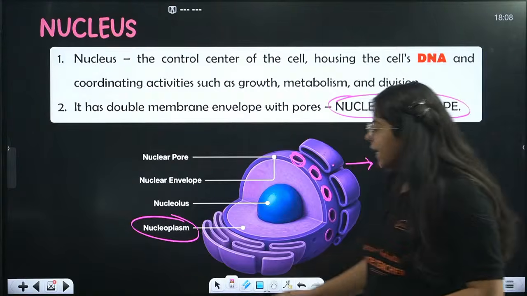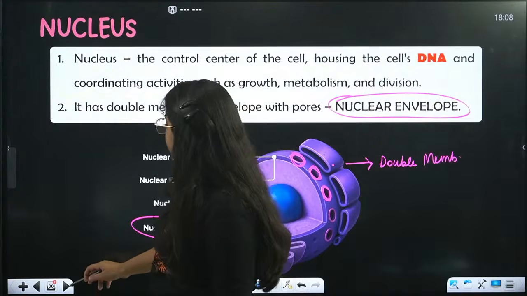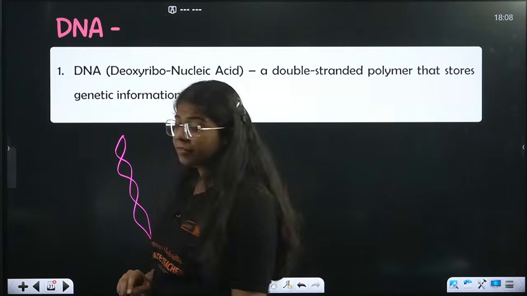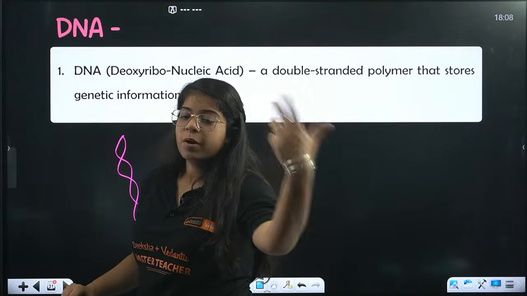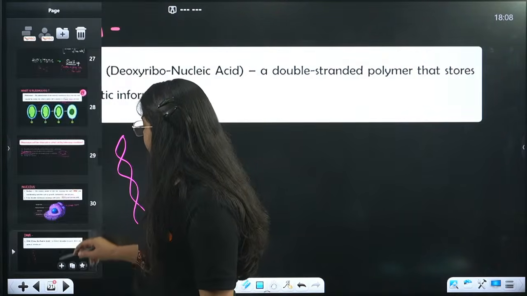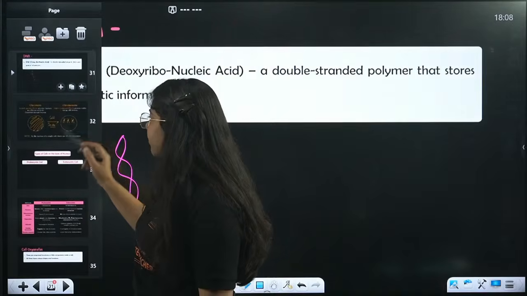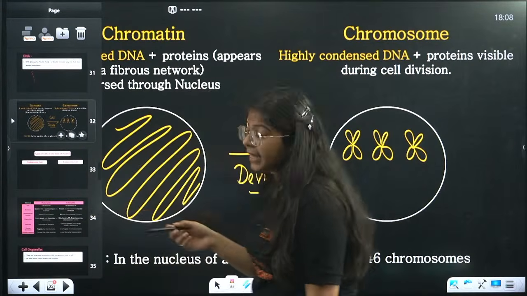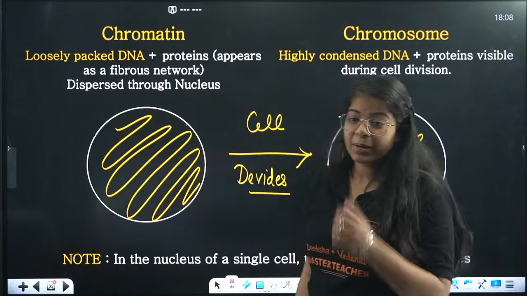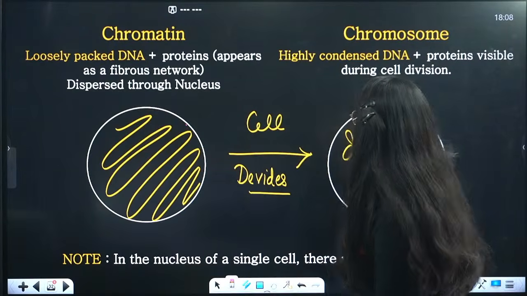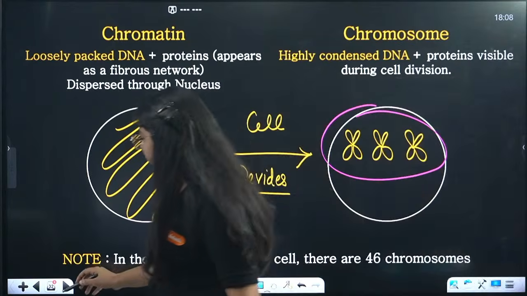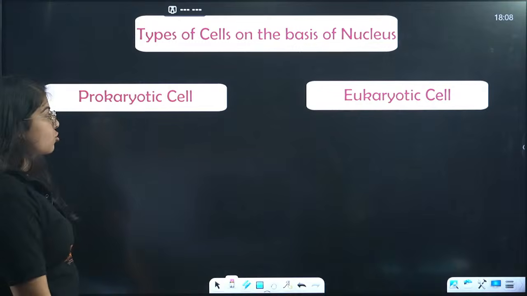Done? Okay, next we studied about DNA. It's a double helical structure, containing all the information about my eye color, the shape of my thumb, and all that stuff. We have chromatin and chromosomes. Basically, the DNA is loosely packed, but during cell division, it packs itself into a structure like this. And we know in the nucleus we have 46 chromosomes.